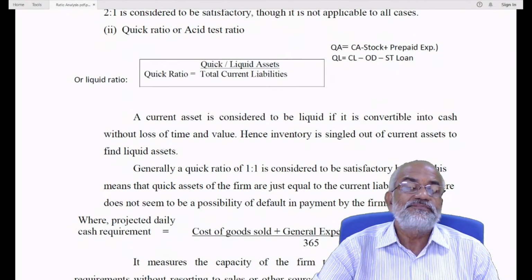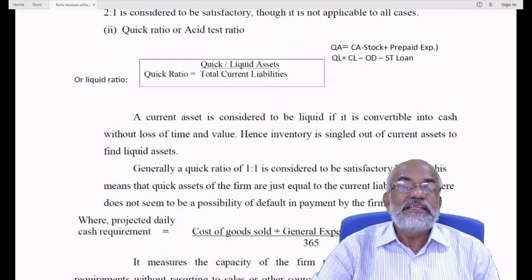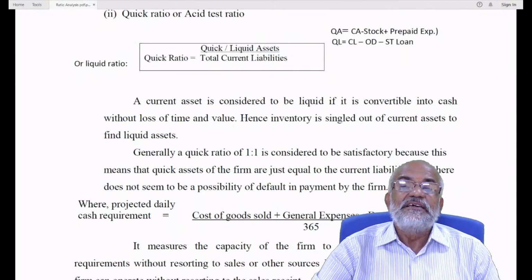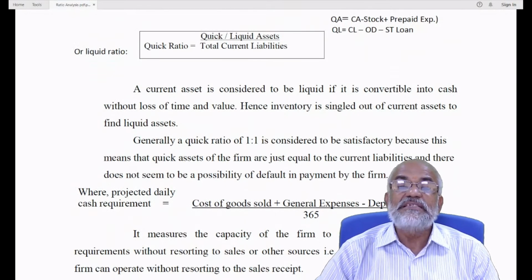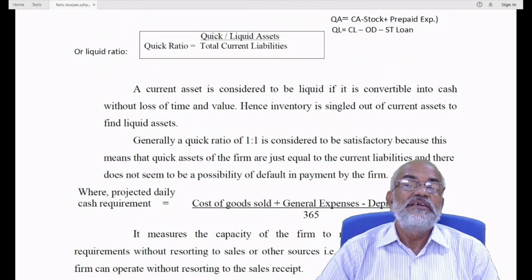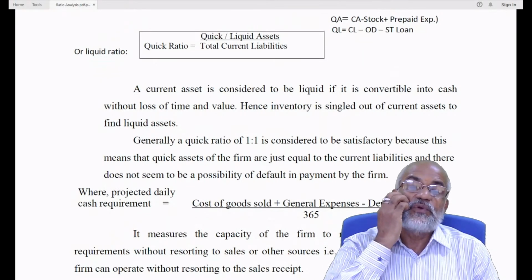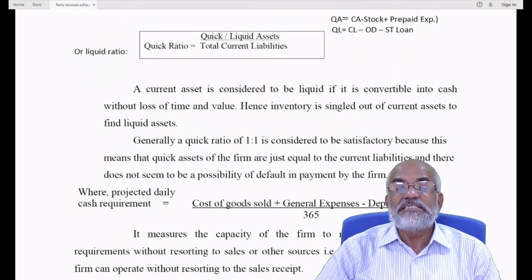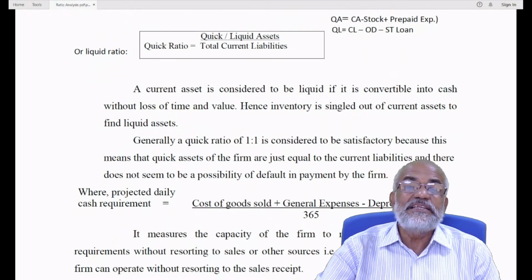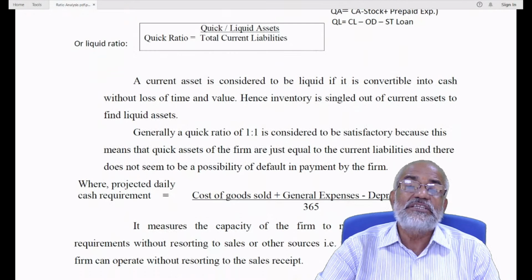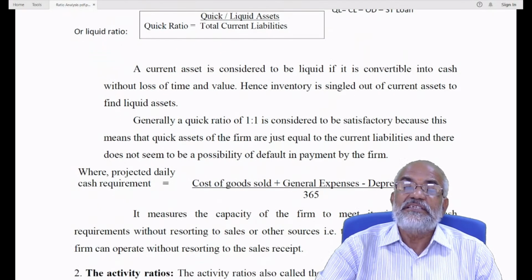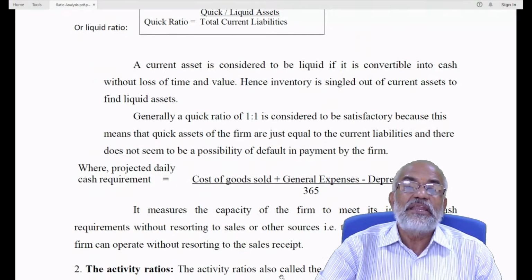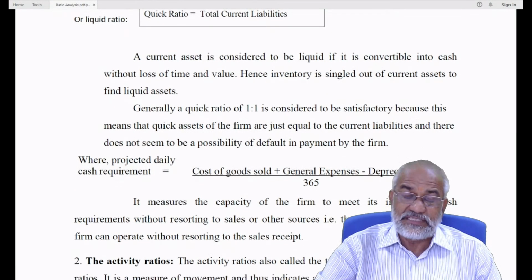When the projected daily cash requirement is considered, it is the cost of goods sold plus general expenses minus depreciation, divided by 365. This would be the projected daily cash requirement. It measures the capacity of the firm to meet its immediate cash requirement without resorting to sales or other sources, that is the time lag for which the firm can operate without resorting to sales receipts.